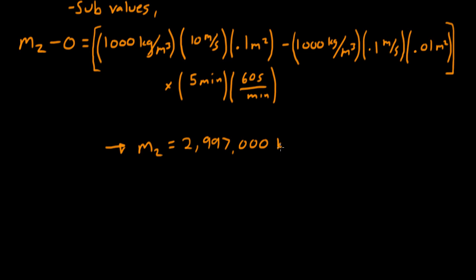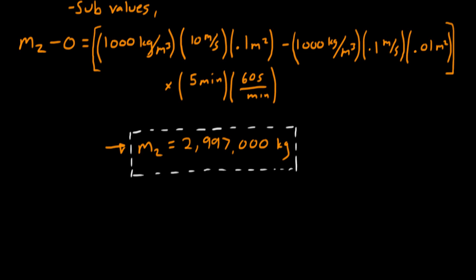This must be a pretty large tank, and we see that a flow of 10 meters per second through an area of 0.1 meters squared is a very large flow rate for water. As an exercise, you can ask yourself the following questions. First, how much water leaked out of the tank during the 5 minutes? The answer is 300 kilograms.